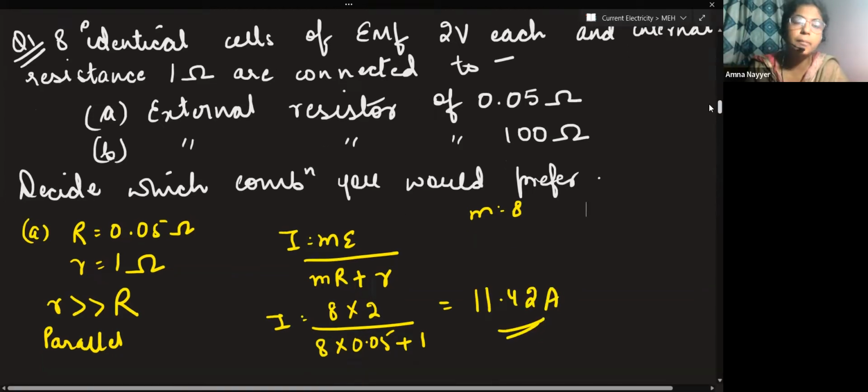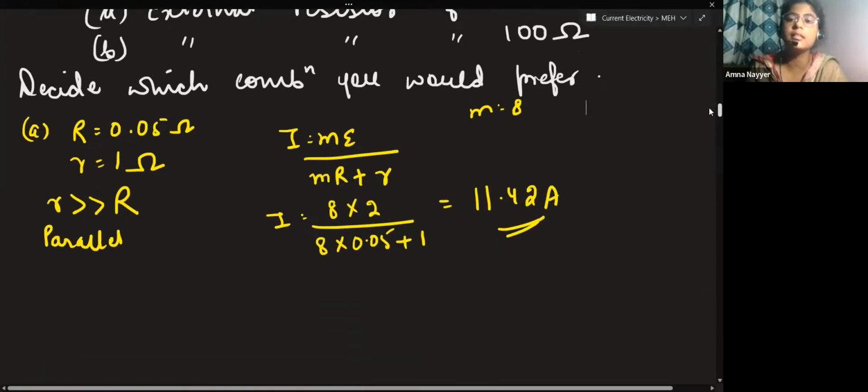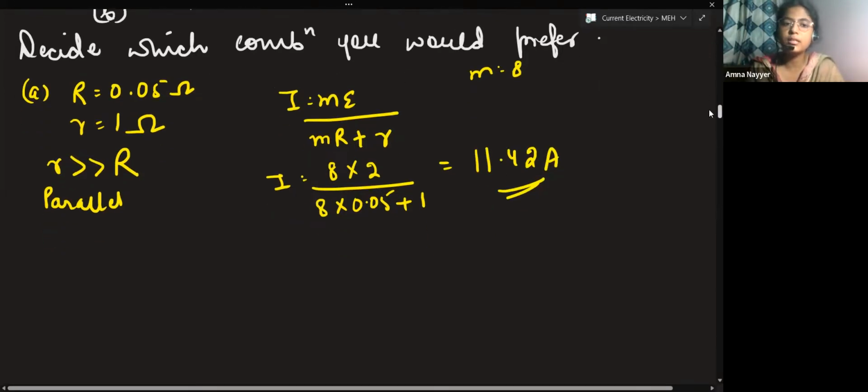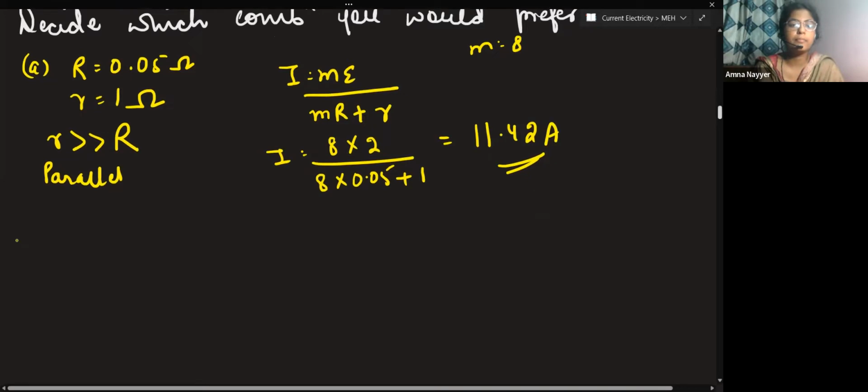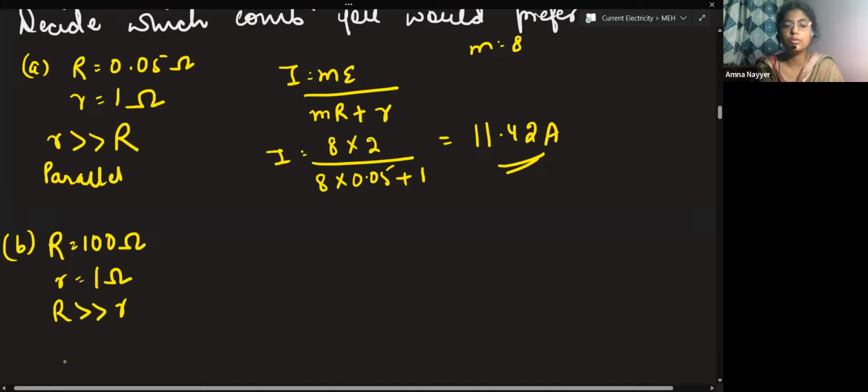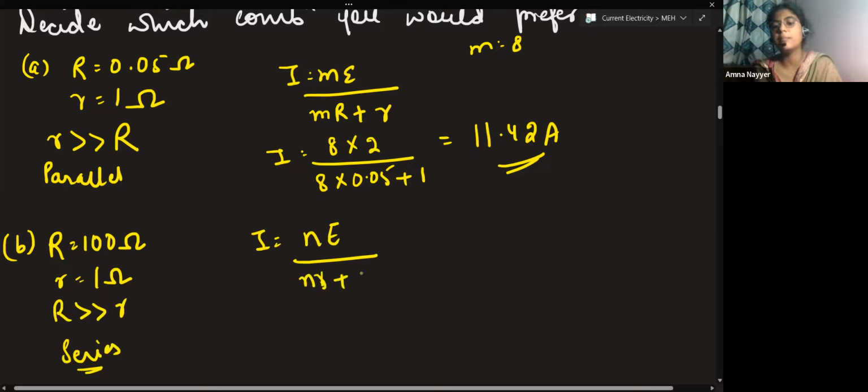Now, second part says what? Second part says external resistor's value is 100 ohm. It means the rest of the data will be the same. B part is R equal to 100 ohms this time, and small r is 1 ohm. So now external resistor is greater than your internal resistor. So here you will prefer series combination. This time it will be NE divided by NR plus capital R.